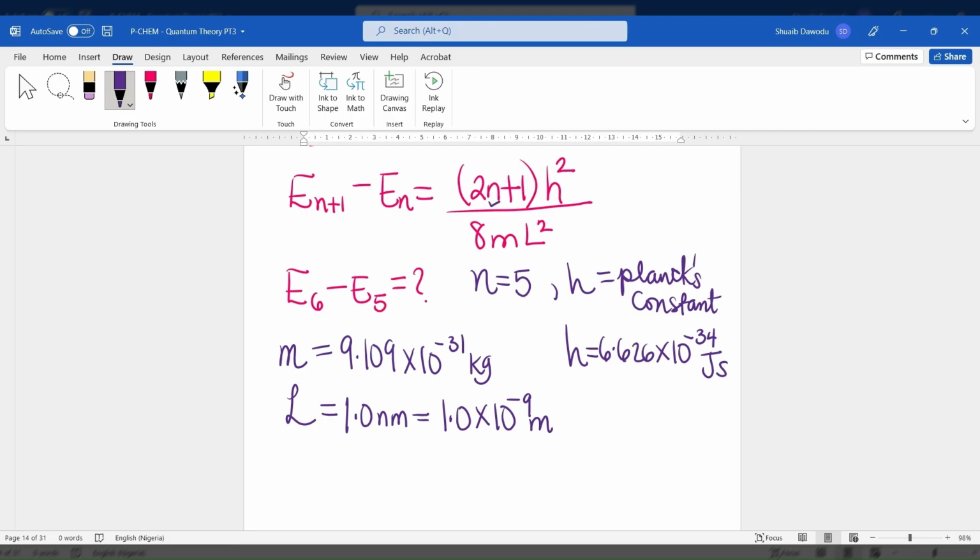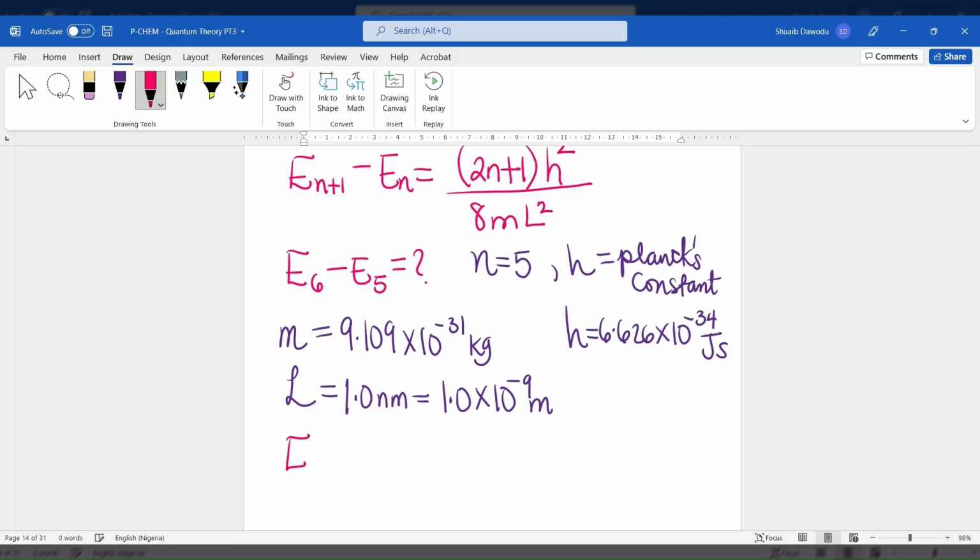So we have the value for n, we have the value for h, we have the value for m, and the value for L, and we can simply substitute. So that's basically it. E sub 6 minus E sub 5 is equal to (2n plus 1).